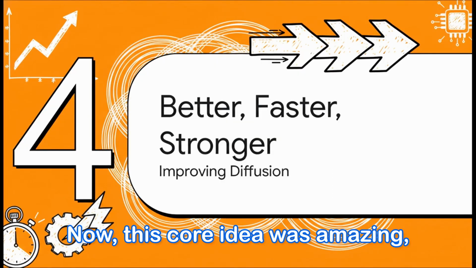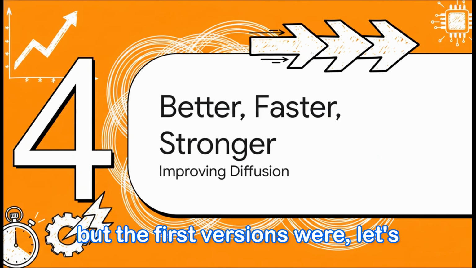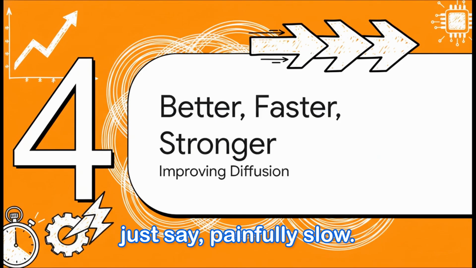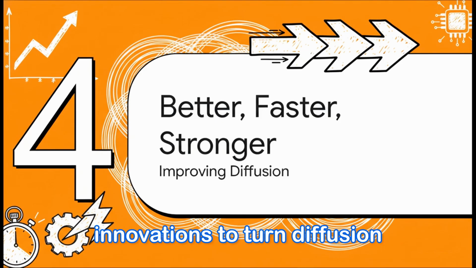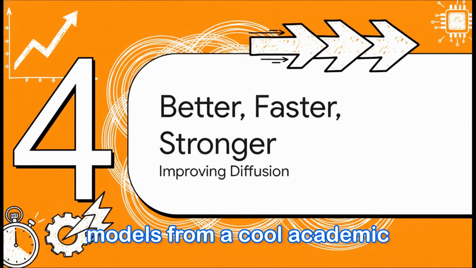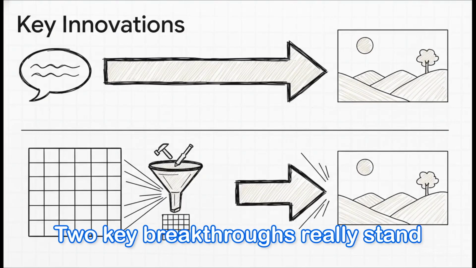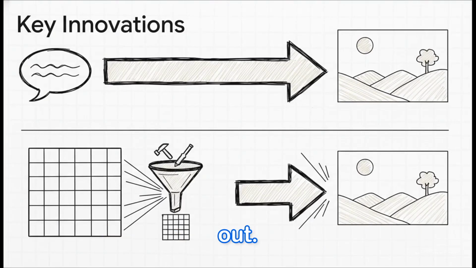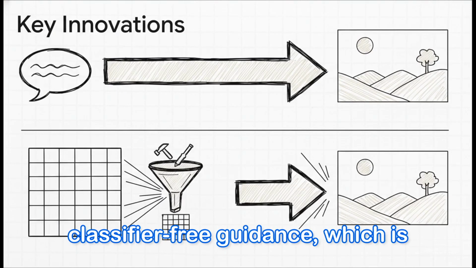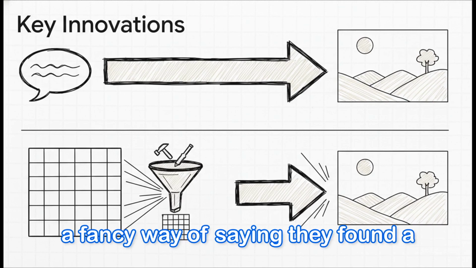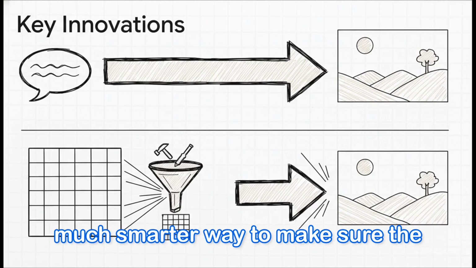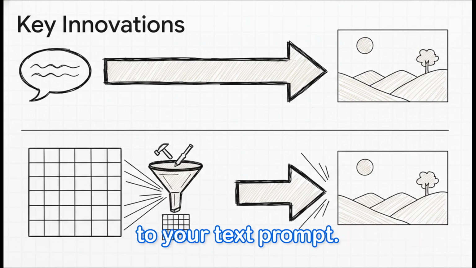Now, this core idea was amazing, but the first versions were, let's just say, painfully slow. It took a couple more huge innovations to turn diffusion models from a cool academic project into the lightning-fast powerhouses we use today. Two key breakthroughs really stand out. First was something called classifier-free guidance, which is a fancy way of saying they found a much smarter way to make sure the AI actually pays close attention to your text prompt.